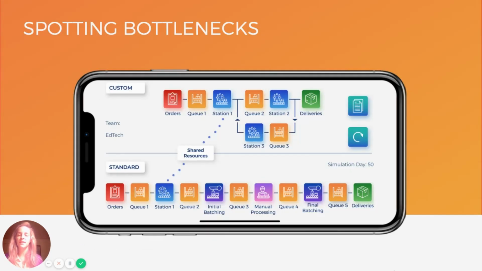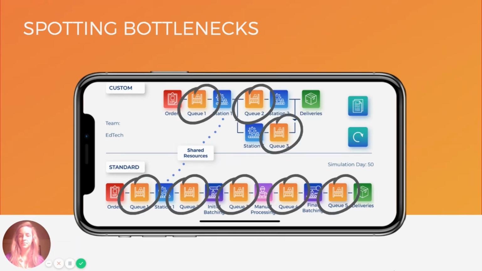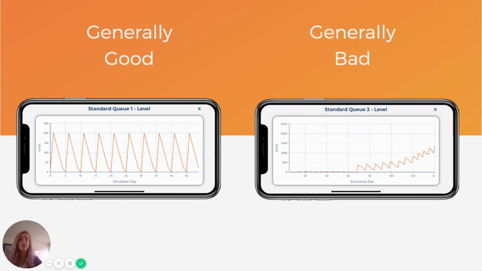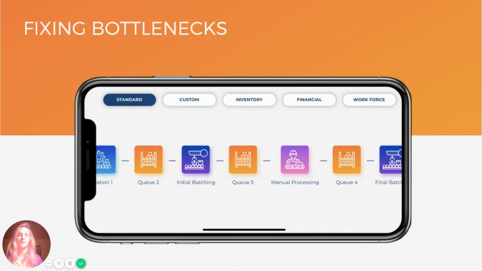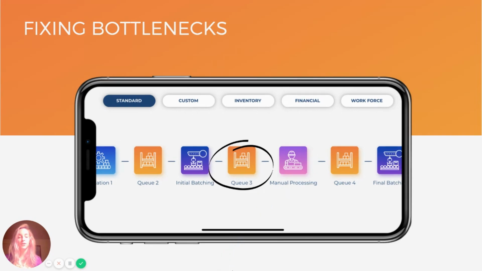Bottlenecks happen when the station before a queue has a higher output than the capacity of the following station. So it's good practice to check on all of the queues in your production lines. The plot on the left is a generally well-behaving queue, and the one on the right doesn't look so well balanced. As you can see, there is a rising accumulation of units over time. Let's look at the standard line, for example. If initial batching was outputting more units than what manual processing could handle, then we would see eventually an accumulation of units in Q3, or in other words, a bottleneck.